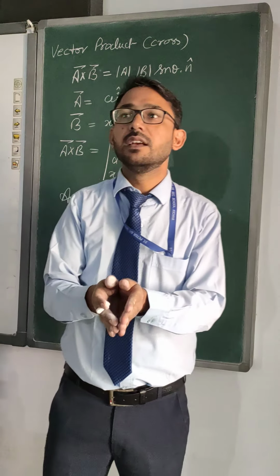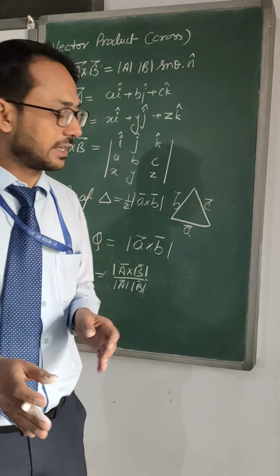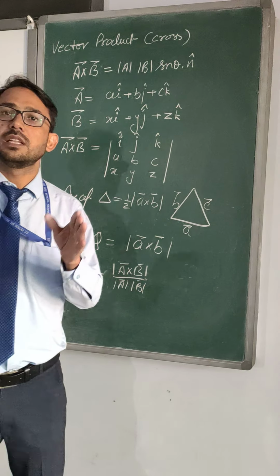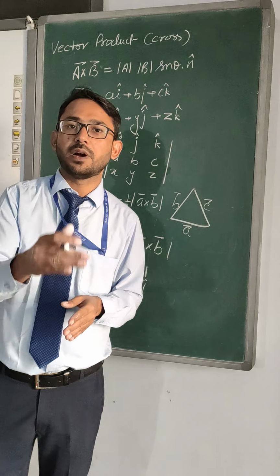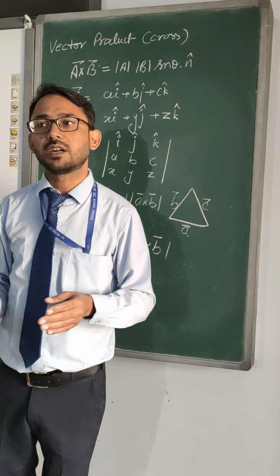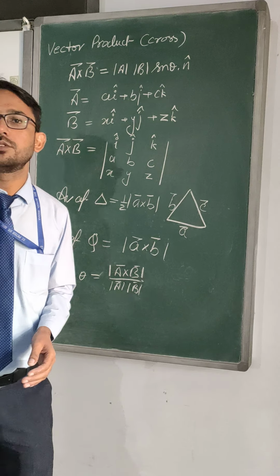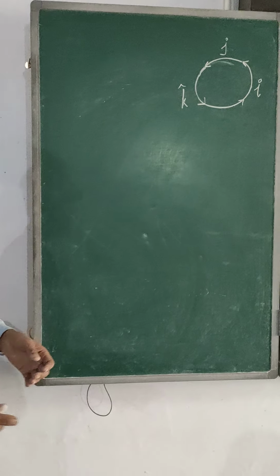That is the reason we mainly use the dot product to calculate the angle between two vectors. We use the cross product less often to find the angle between two vectors, but if the cross product is given, then this way we can calculate the angle between the two vectors.